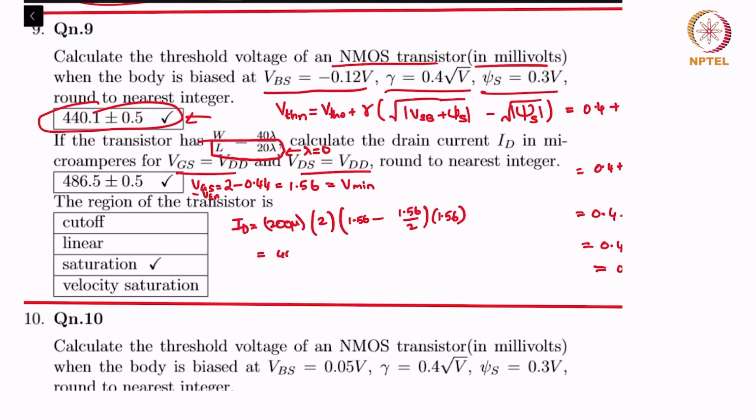So this is equal to 400 micro into 1.56 by 2 times 1.56. Plugging this, we get 400 into 1.56 squared divided by 2, which is 486.7. And the region is saturation because VDS is greater than VGS minus VT.